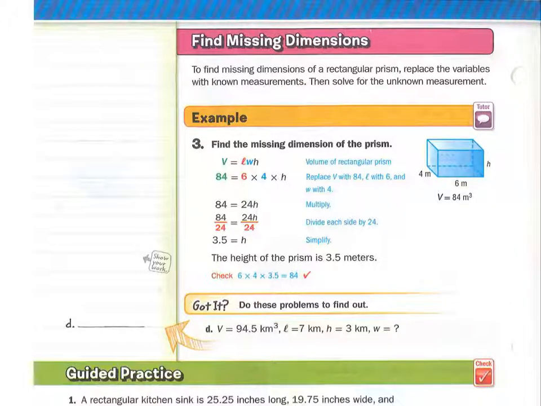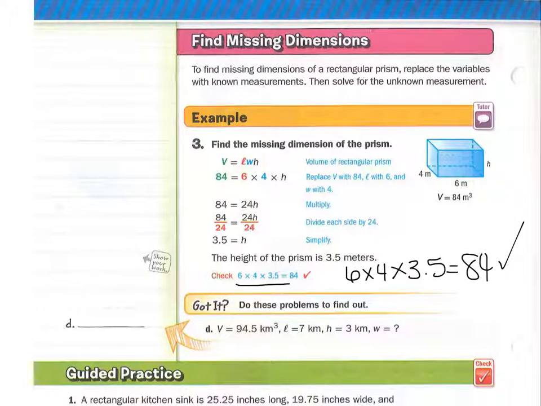You can always test to make sure that you are correct by doing a check. That simply means take the dimensions, 6 times 4 times 3.5, which you discovered, and it should equal 84. If it does not, you did something incorrectly. If it does, you did a great job. So the answer would be 84.